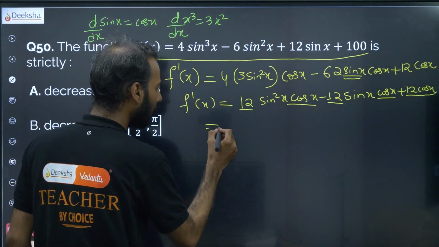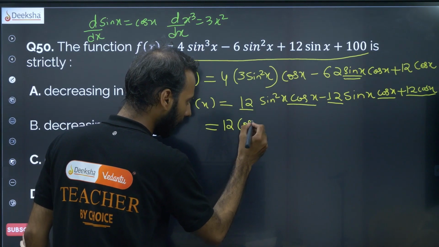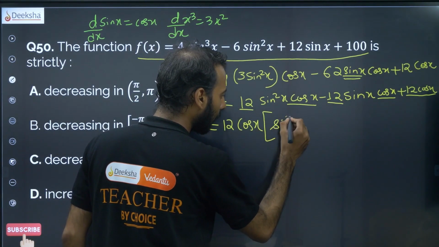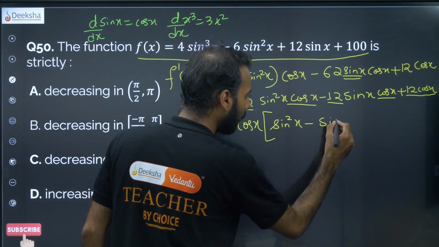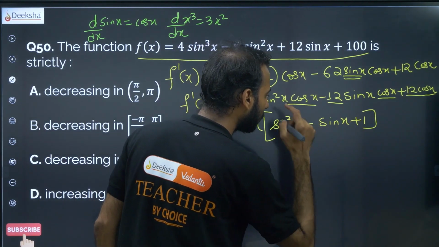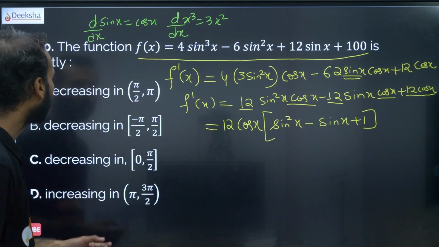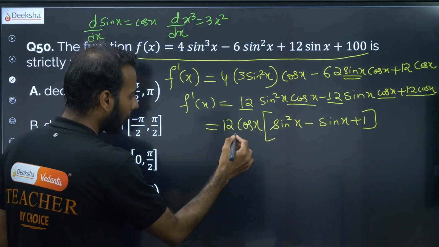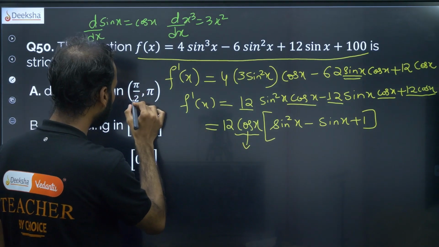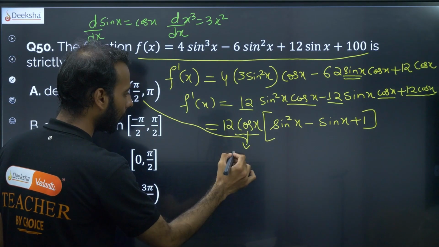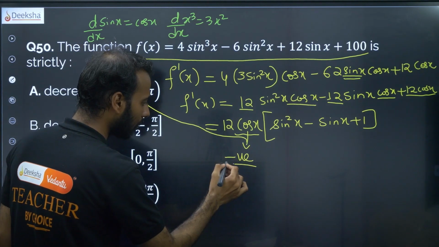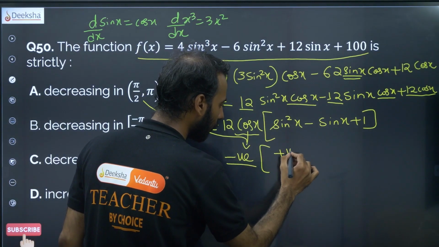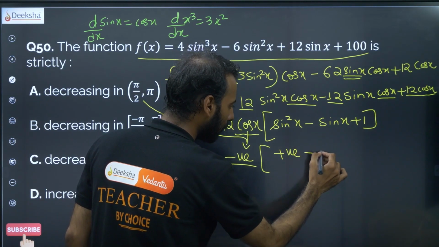If I take common 12 cos x, I am taking common. So what am I left with? I am left with sine square x minus sine x plus 1. This I am left with. Now if I go for pi by 2 to pi, in the first option, pi by 2 to pi, cos is negative, so this is negative. What about sine square? Sine square is positive, minus positive.